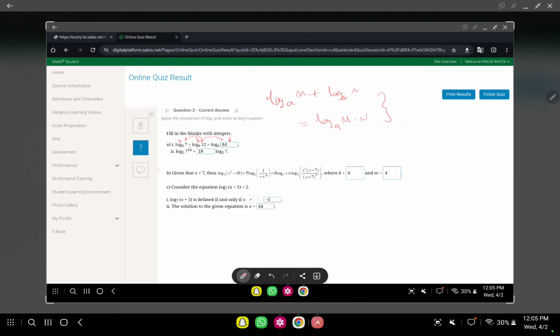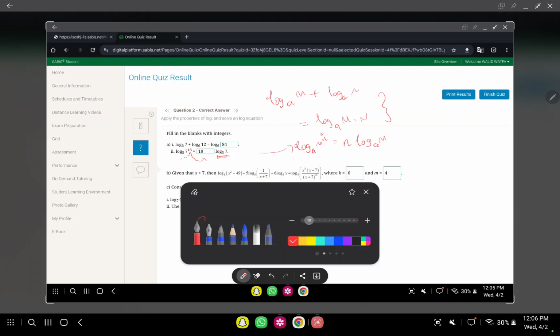Log base 5, 7 to the power of 18 equals something log base 5, 7. So here they're saying log base 5, 7, and then it's to the power of 18. So what can we do about the power? See here in the answer, they took out the power. So when you have log base a m to the power of n, what do you do with the power? You take it out as a coefficient, right? So it's going to become 18 log base 5, 7. This is the rule.